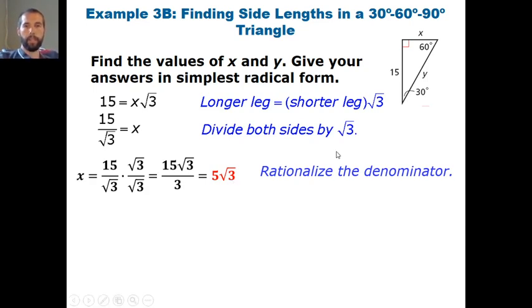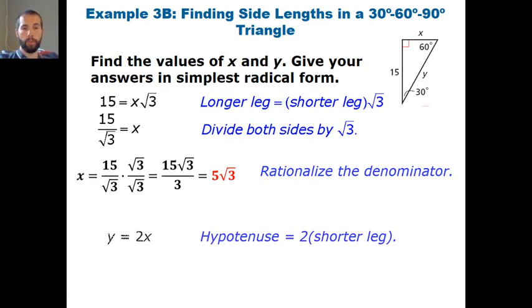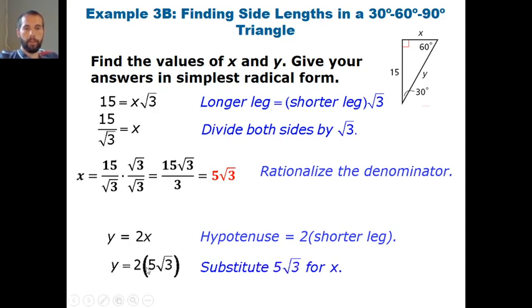Now that we have the short leg, we can get the hypotenuse. So to find the hypotenuse, we do the short leg times 2. So we're going to do 2 times 5 radical 3. And to simplify this one, we can multiply the whole numbers together. 2 times 5 becomes 10, so our answer would be 10 square root of 3.